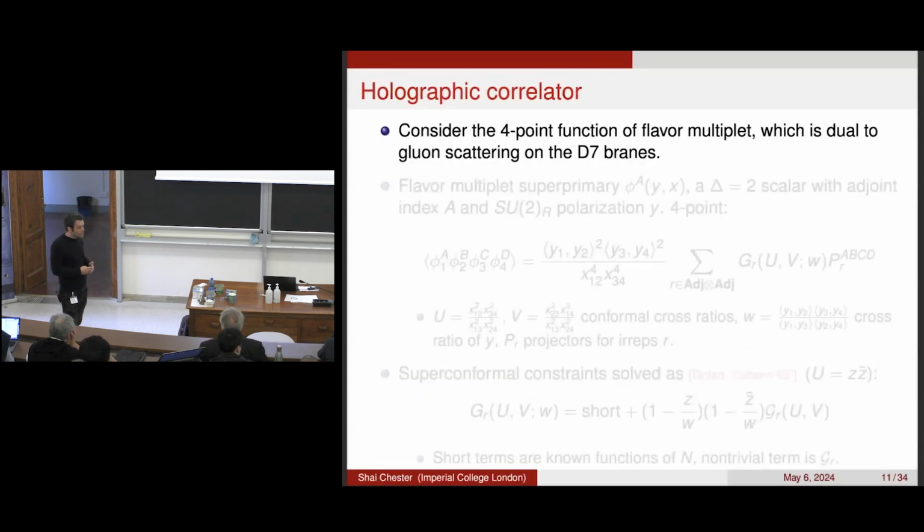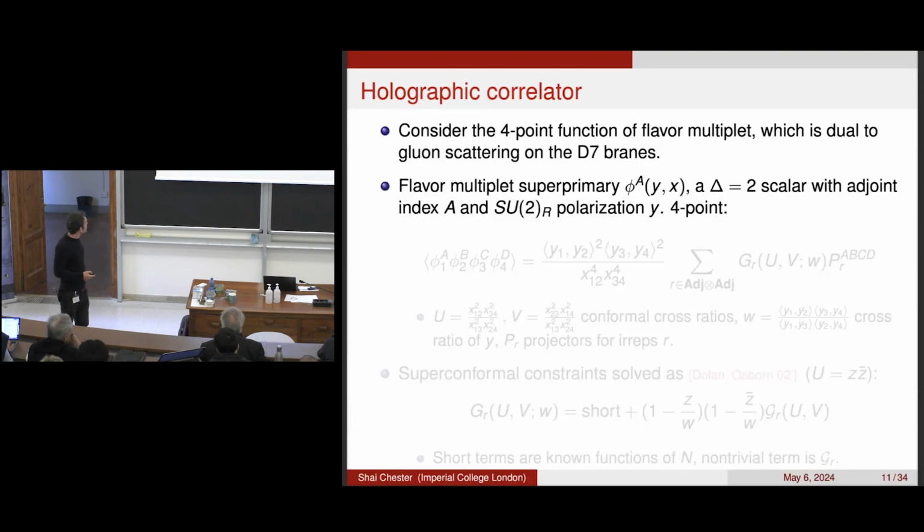Okay, so what is the quantity we are going to study in the CFT? We are going to consider the 4-point function of the flavor multiplet in the CFT, which is dual in the bulk to gluons scattering on the D7 branes. From the CFT perspective, we can consider the superprimary of the multiplet which includes this flavor current. The superprimary is just a scalar of dimension 2, and it has an adjoint index under the global symmetry group G, and then it also has another index under this SU(2)_R symmetry.